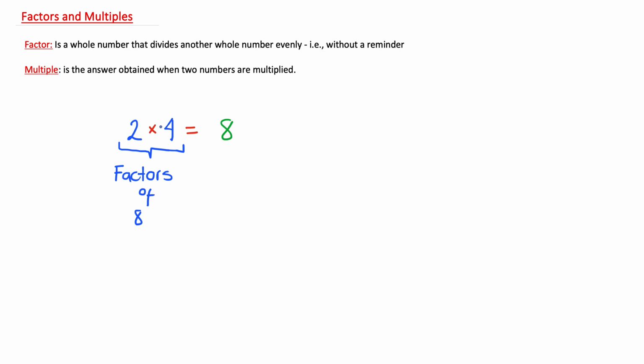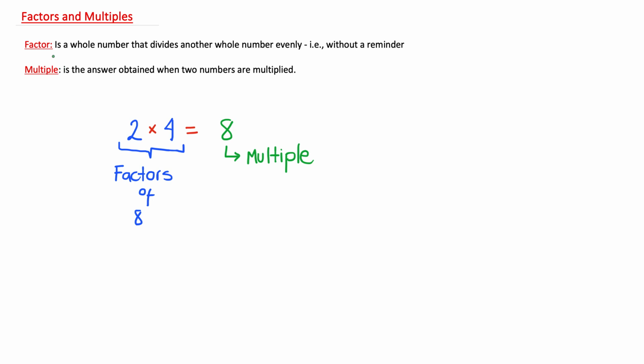So the numbers that I have to multiply here in order to obtain this number are the factors. But what is 8? 8 is the multiple. Is the multiple of what? 8 is a multiple of 2, for example. So let me explain this.